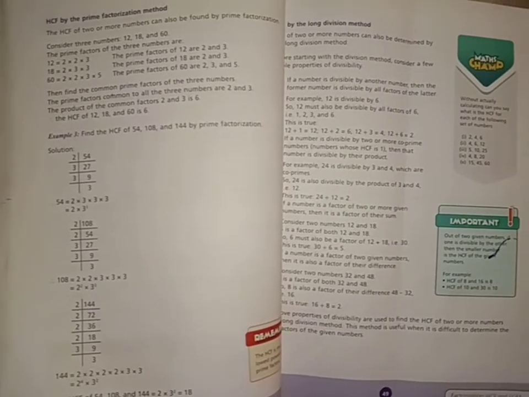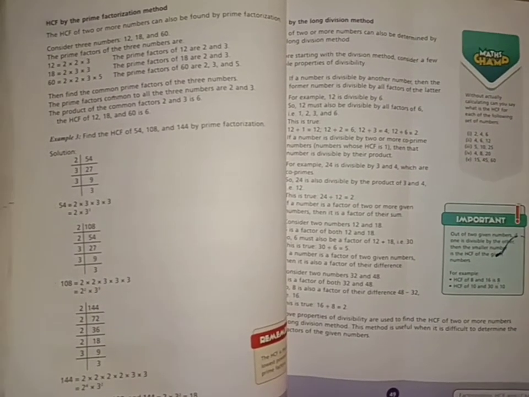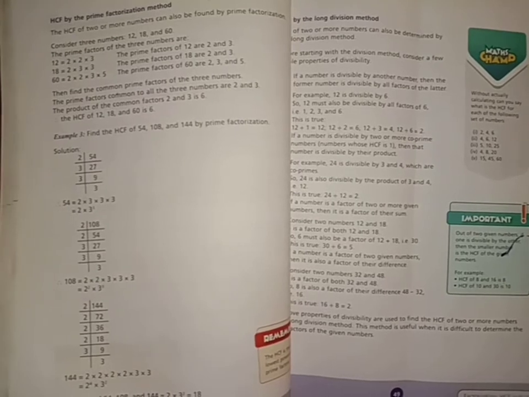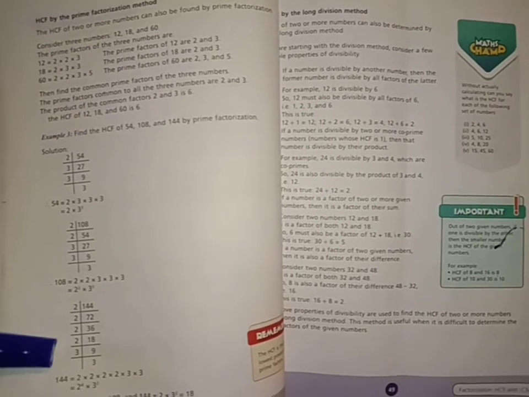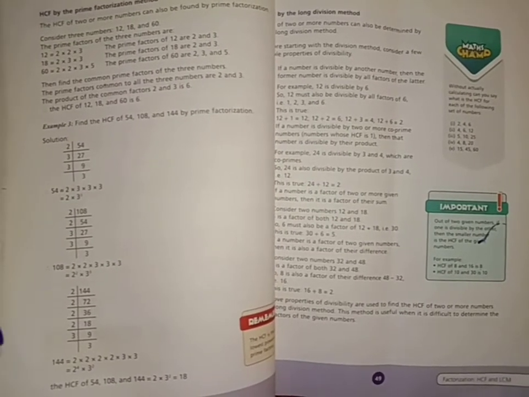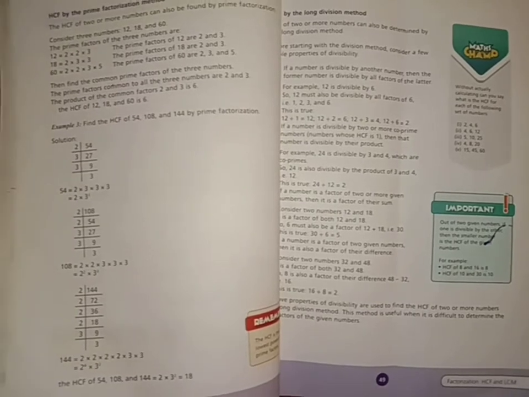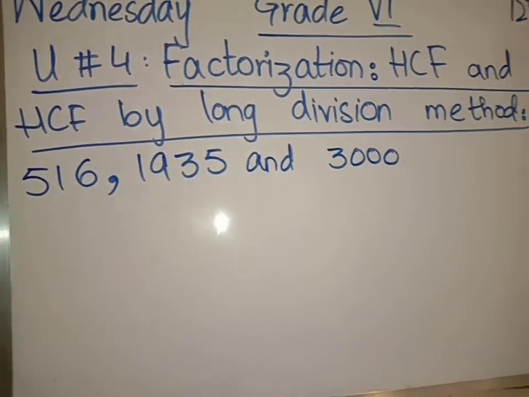In our last lecture we have completed HCF by prime factorization method. I am recalling the steps. You have to find out the prime factors of the given number. Then the next step is you have to find out the common factors. And to find HCF you have to multiply all the common factors by themselves. Understand? So now we are moving towards HCF by long division method.